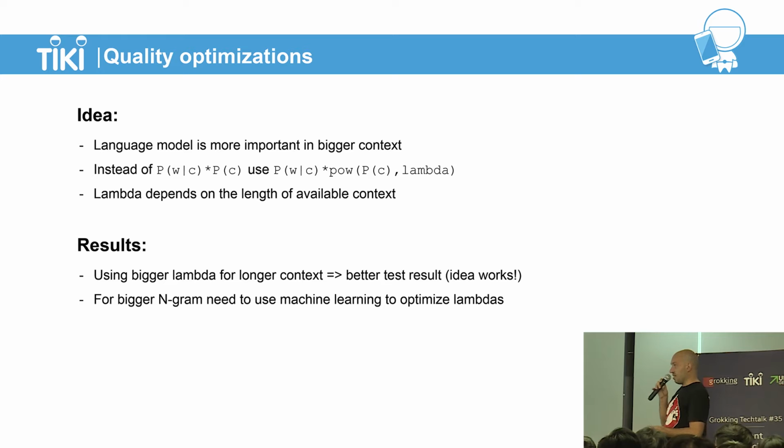Okay. And then the point is, currently we just use a single word and a 2-word context. If you want to use a longer context, like maybe 3-gram or 4-gram, then we probably will have to use machine learning to pick the better lambda. Currently, we just picked it manually. We tried a few different values.